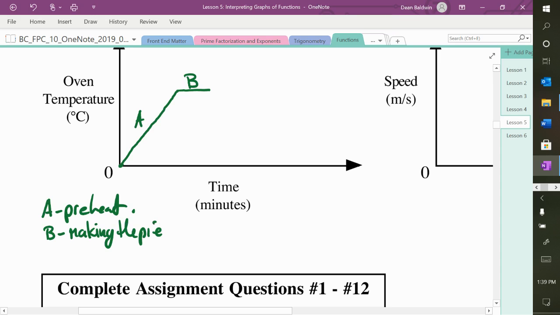When you open the oven, it actually drops. Ah, that's the next bit. So then you get this. C, what happens there? We open the door, right, to put the pie in.